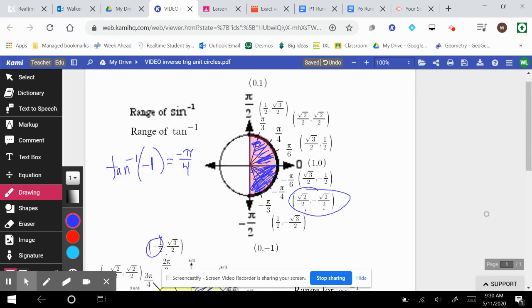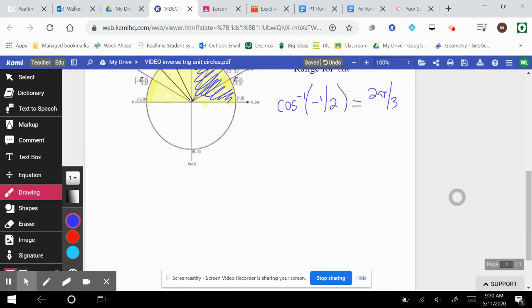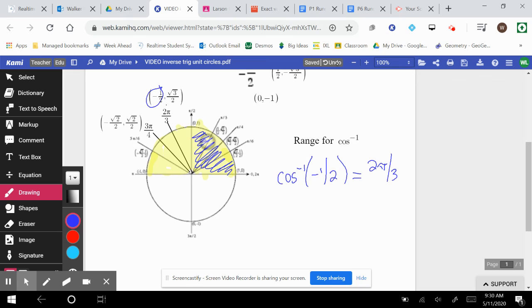All right, so basically, sine and tangent: if it's a positive ratio, get that angle from quadrant 1, negative from quadrant 4. Cosine, positive from quadrant 1, negative from quadrant 2. That's what's different about cosine than the others.